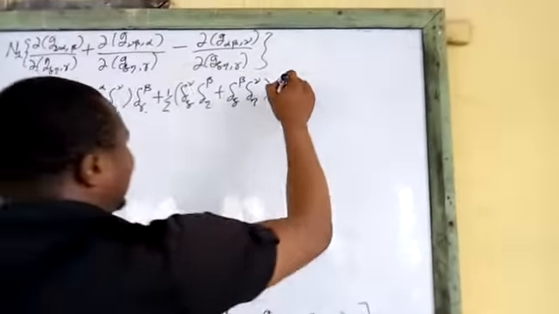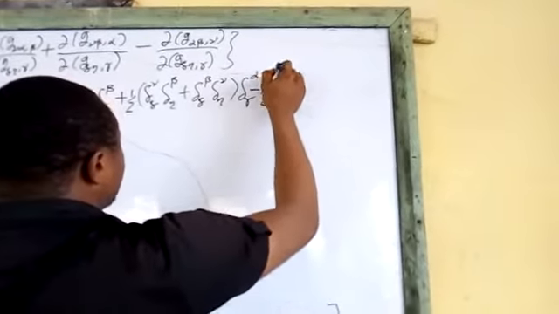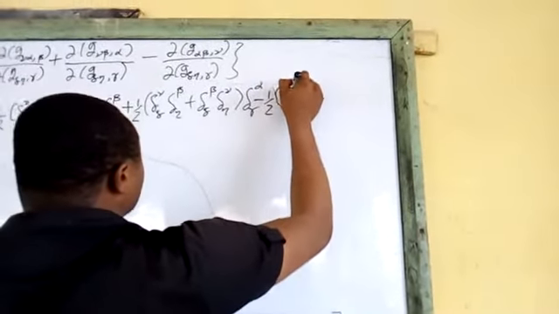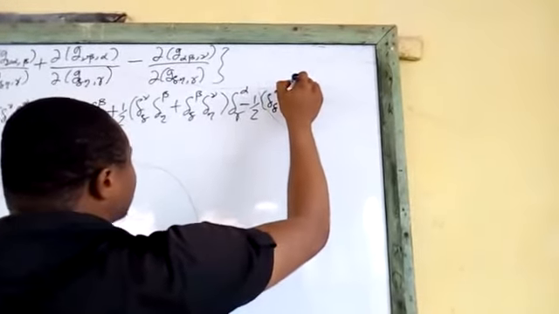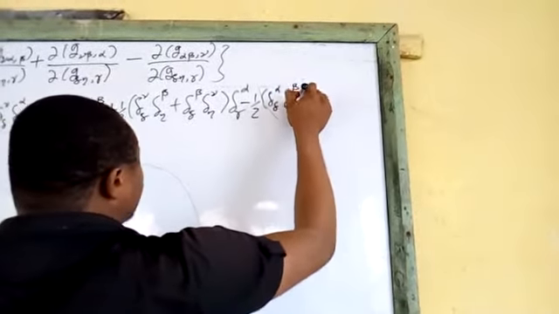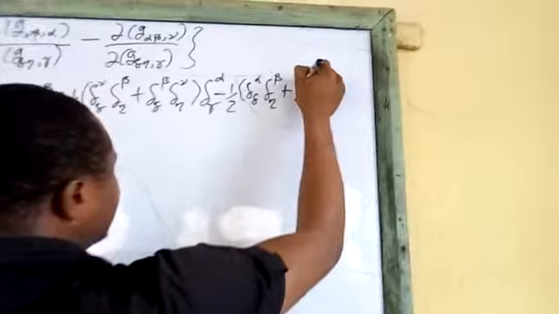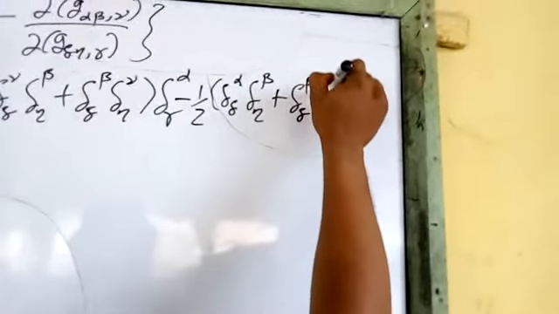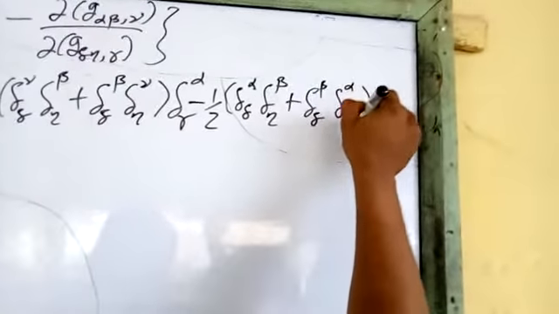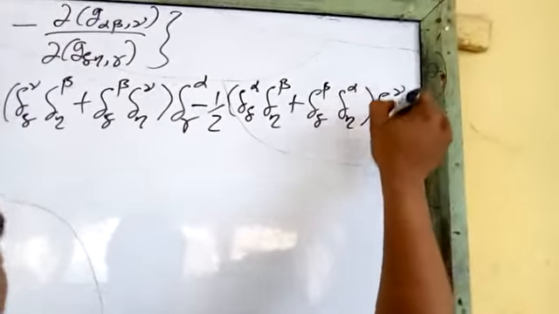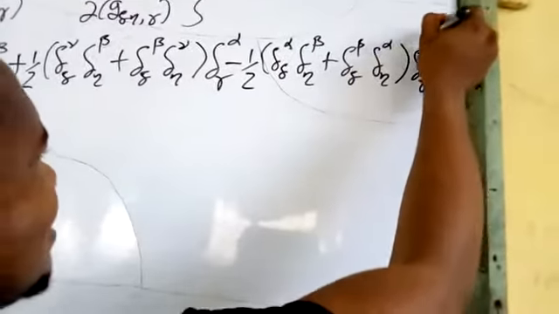Then finally, I have a minus 1 over 2, another symmetrization. Delta of alpha, delta of beta, eta, plus delta, I put beta instead, delta, and delta of alpha, eta. Common to all of it is delta nu, gamma. And this is what I've got.